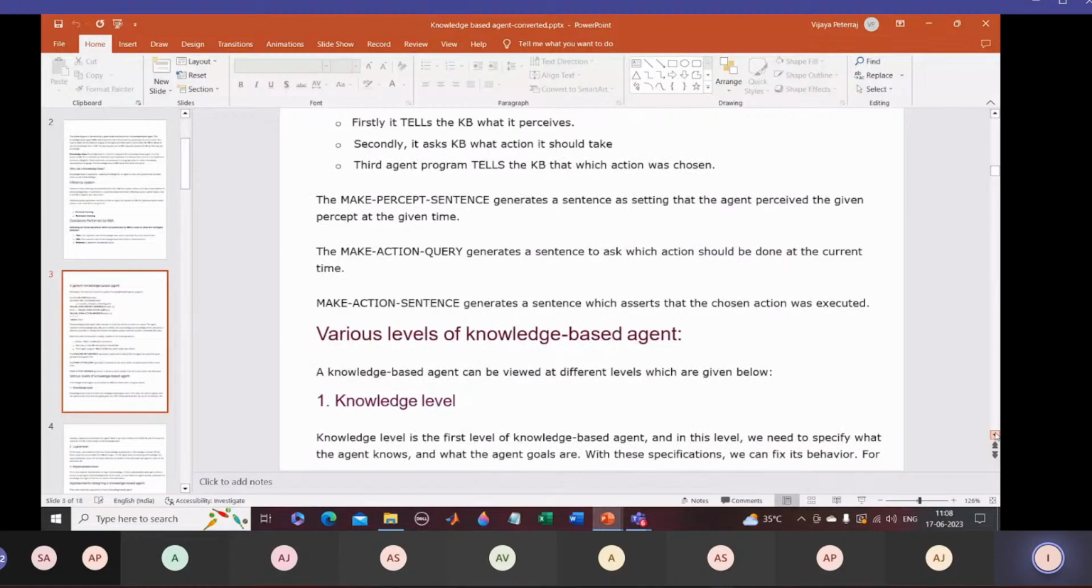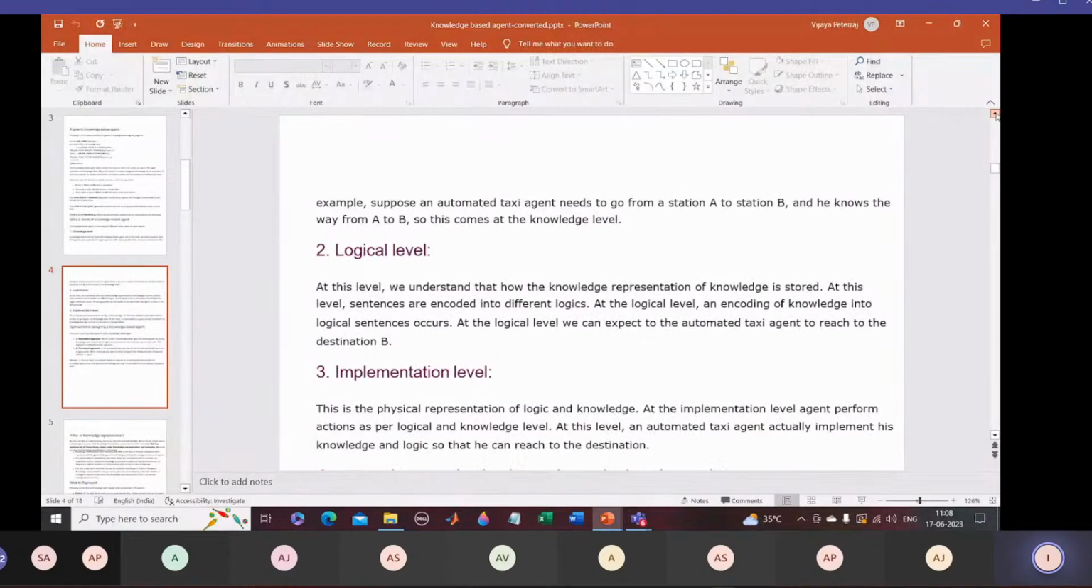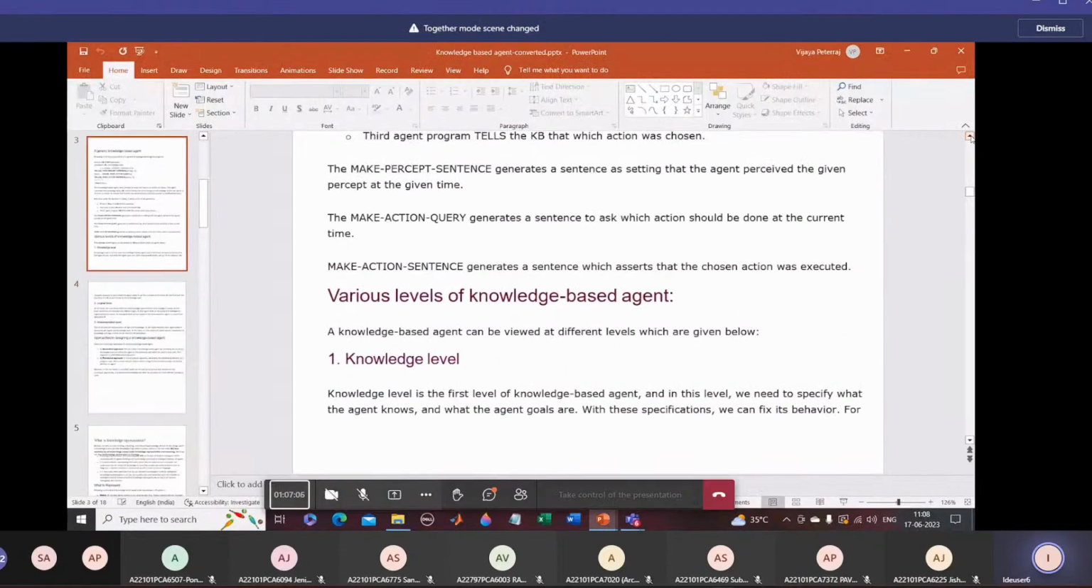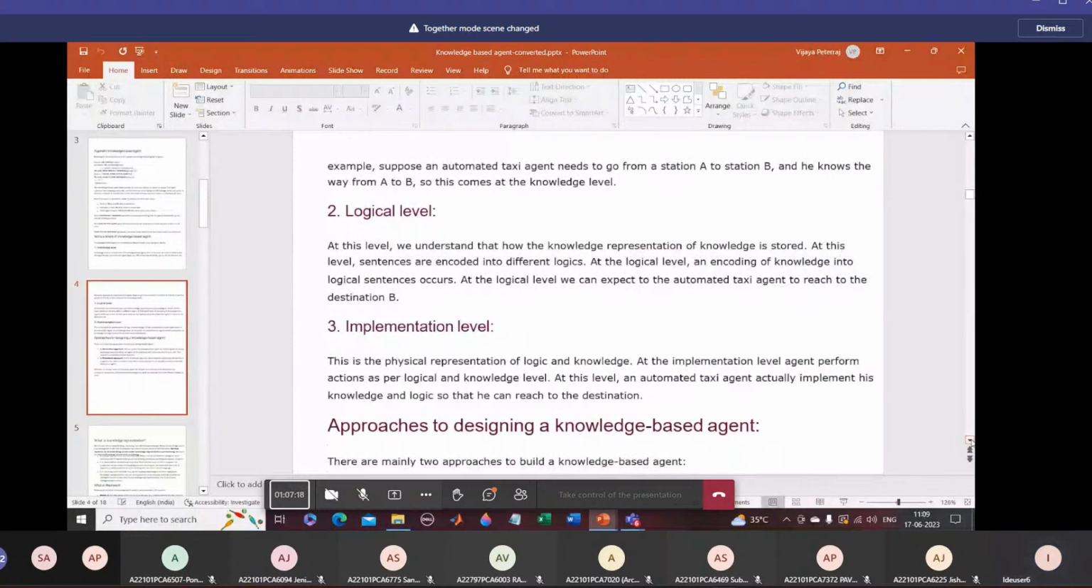So there are various levels of a knowledge based agent. Sorry, the first one is your knowledge level. This is the first level of a knowledge based agent. We need to specify what the agent knows and what the agent's goals are. With all these things, we can fix a better behavior. Then the logical level. At this level, we understand how the knowledge is being stored. Sentences will be in different logics, and the encoding of knowledge into logical sentences will occur.